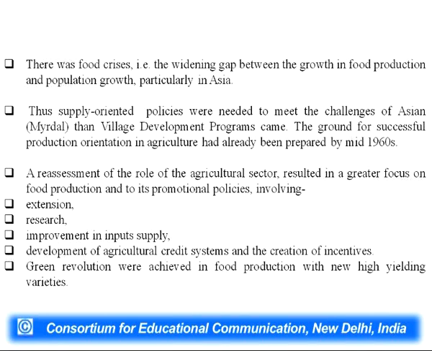The ground for successful production orientation in agriculture had already been prepared in mid-century, just before the Green Revolution was achieved. But after reassessment of the role of the agricultural sector, greater focus was given to food production, promoting policy involving extension services, research activity, and improvement, and several agricultural universities were established. Many agricultural research institutes were established in our country. So, development of agricultural credit systems and creation of incentives, because it was realized that we can develop any sector by bringing incentives and disincentives in our society. So, agricultural growth through the Green Revolution was achieved in our society.